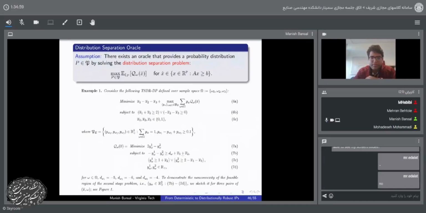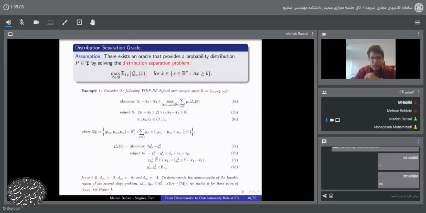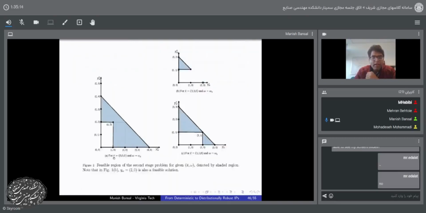It's with an "and". Now, if we just observe this example geometrically, the second stage feasible region, we want to see what happens to it. If I pick X as 0, 0, 0, and I pick a scenario omega 3, this is how the feasible region will look. It's a non-convex region. Now, if I pick a different X but keep the same scenario, the feasible region has changed, which is this triangle and this point here. If I keep X the same and change the scenario, the feasible region has changed.